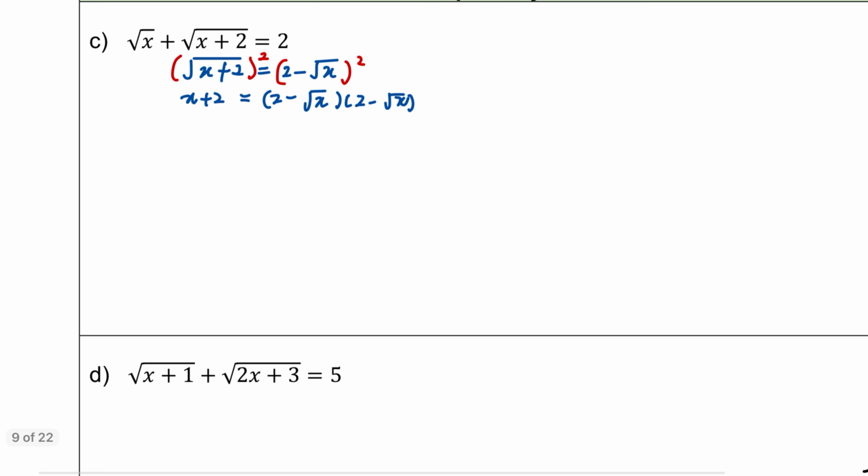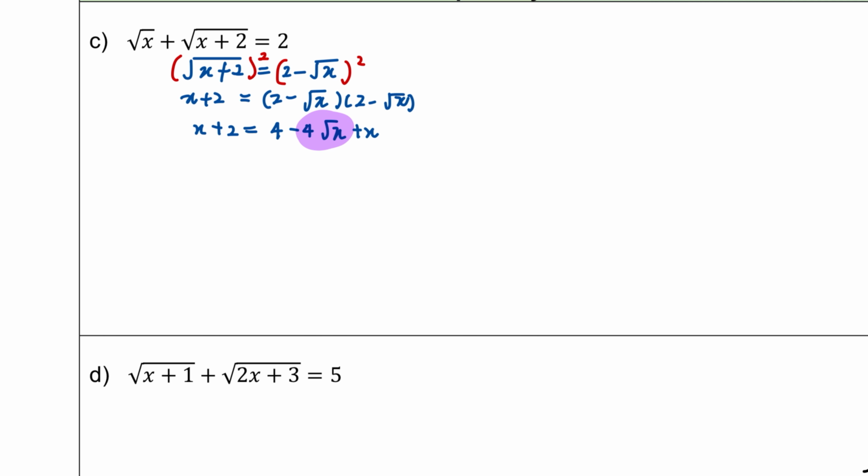Okay, expand 1/1. So what you will get at the right hand side is 4 minus 4 surd X plus X. Okay, belah kiri dapat X plus 2. Okay, and then apa yang kita perasan? So daripada sini kita nampak kita masih ada surd lagi. Okay, so bila kita masih ada surd, apa yang kita perlu buat adalah kita start over.